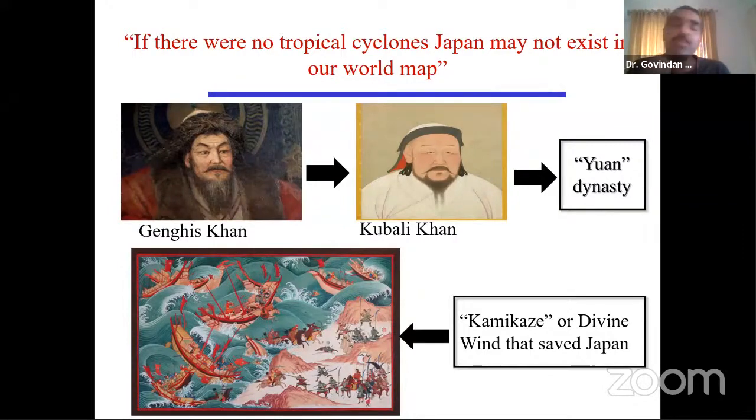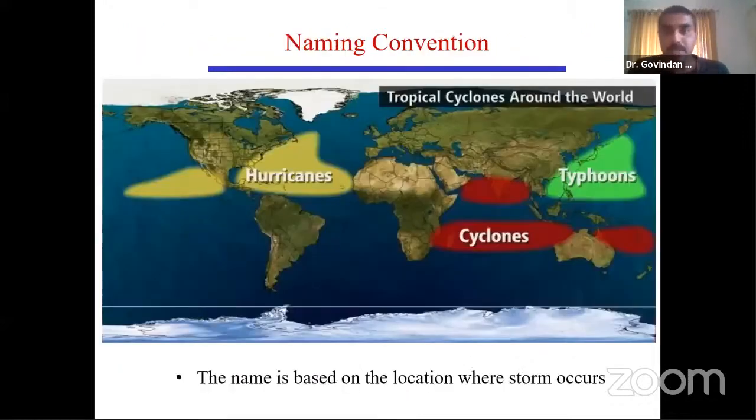The Japanese believe that it was due to some divine intervention, since the same thing repeated two times. They thought God had actually intervened to help them against Kublai Khan's army. So they started calling this wind kamikaze, a Japanese word which means divine wind, the wind that saved Japan. Okay, so that's some history about tropical cyclones. Now we will start with the naming conventions.